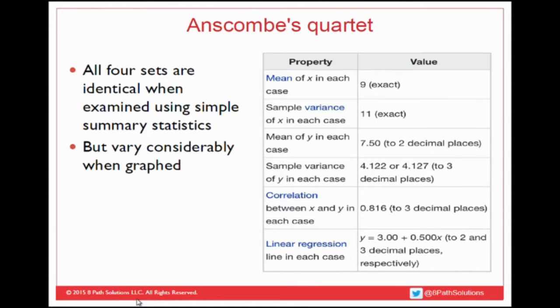And so he came up with 4 sets of data that looked identical, I should say. But he made sure that they varied considerably when you graphed them. So what does identical mean? In this case, we mean that the mean was exactly the same for all 4 sets. The variance was also the same. The mean of y, the mean of x, those being the same. The correlation between the x's and y's, and then linear regression as well.